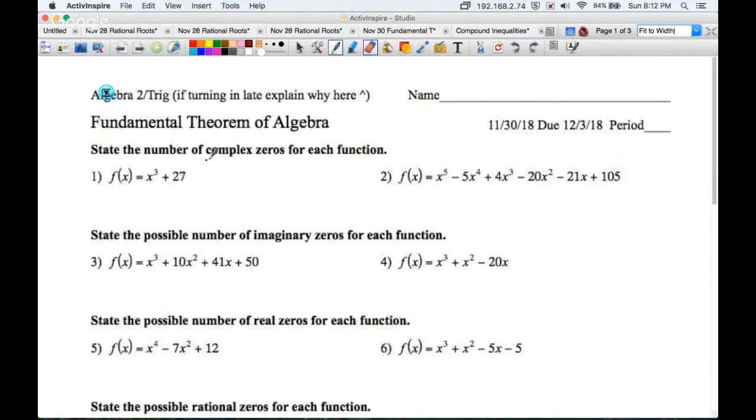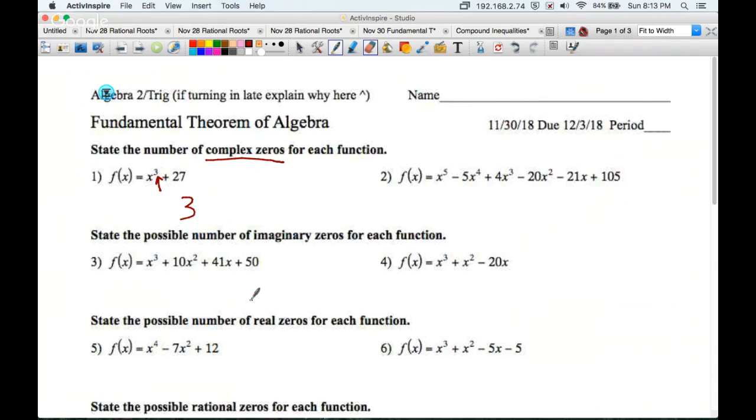State the number of complex zeros for each function. So this really asks you to apply our fundamental theorem of algebra and also understand our number types. Complex includes everything: real numbers, rational, irrational, and imaginary. And the fundamental theorem of algebra states that there are this number of roots. Another word for roots is zeros, and all of those zeros are going to be complex. So it's just as easy as that.